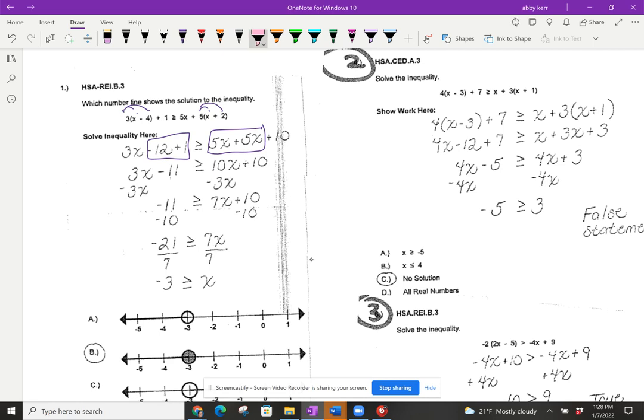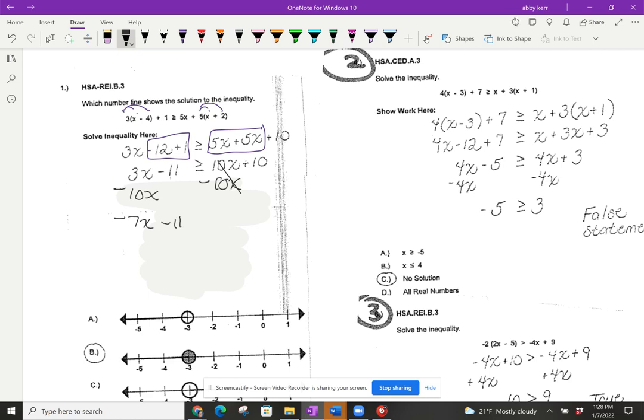Now, I personally recommend, I'm going to actually erase this step. I personally recommend minusing the 10x on both sides first. It once again does not matter. Then adding the 11 to both sides, you're still going to get the same answer. But your brain can process the information of reading an inequality left to right better.